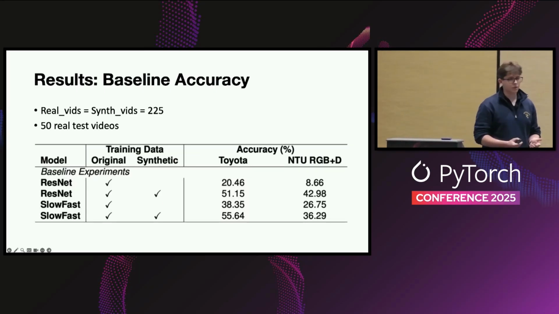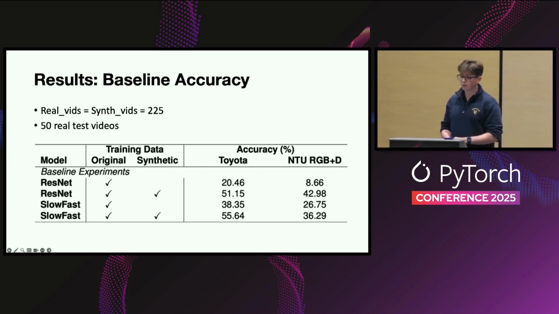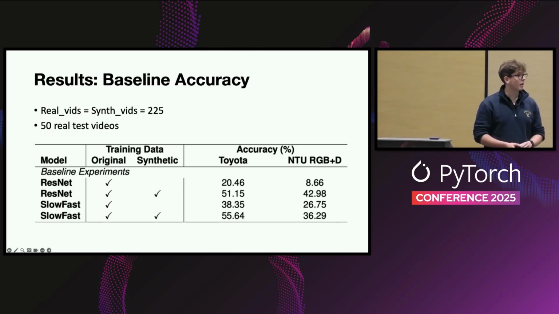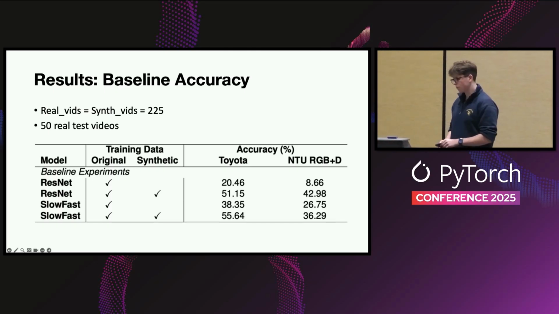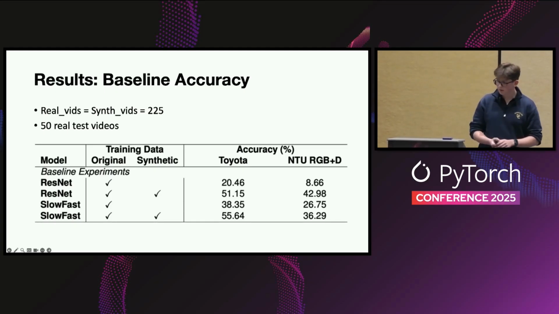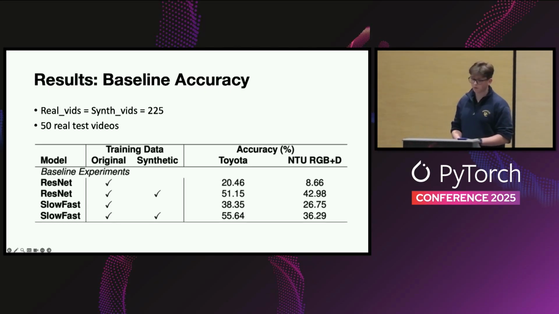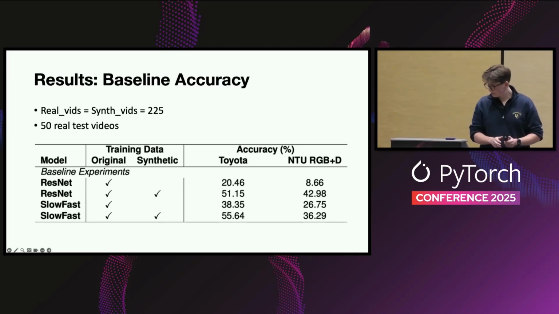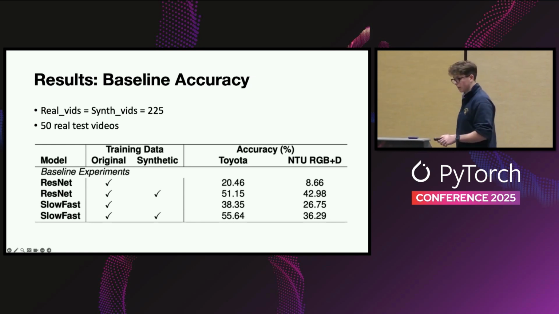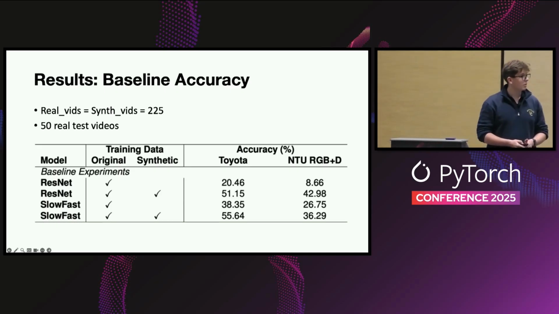Because of computational constraints, because we are students, we took 225 real videos and 225 synthetic videos, and we trained two models. We trained 2 architectures. One is ResNet and one is SlowFast, and then we tested on 50 real videos. As you can see, sometimes there is a 3 or 5-fold increase in performance in baseline experiments, where having just original was for Toyota around 20%, and for ResNet with synthetic and original was 50%, and for NTU RGB there's an even bigger increase.